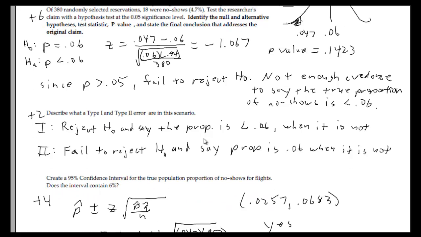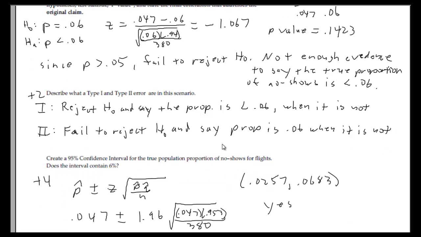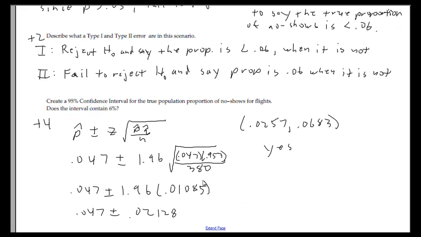And then the type 1 and type 2 errors here. Type 1 is reject the null, say the proportion is less than 0.06, but it's really not. And the type 2 would be fail to reject the null and say the proportion is 0.06 when it really is not.